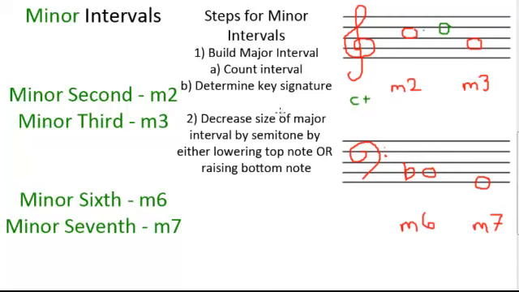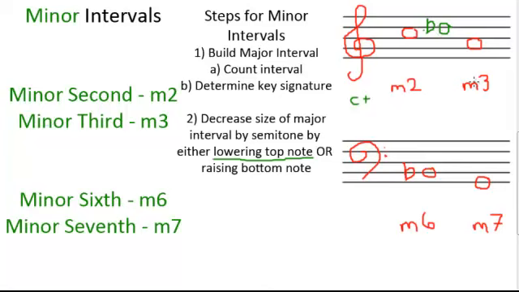So now what we need to do is to decrease the size of that major interval by a semitone. So we're going to lower the top note by a semitone. Now this is because we're doing an ascending interval, so we cannot change the bottom note, we can only change the top note. So we're going to lower that D by a semitone in order to create our minor interval. So we will write a flat in front of the D to lower that by the semitone, and we will now have our minor second.